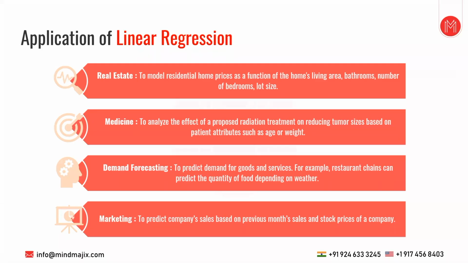The second is medicine and healthcare, where linear regression can be developed to analyze the effect of a proposed radiation treatment on reducing tumor size based on a patient's attributes such as age or weight. The third application is demand forecasting, to predict demand for goods and services. For example, restaurant chains can predict the quantity of food needed depending on weather. The last application is marketing, to predict a company's sales based on the previous month's sales and the stock price of the company.